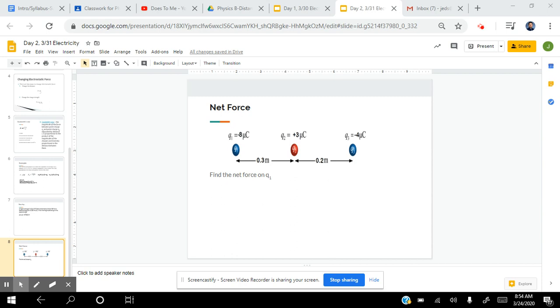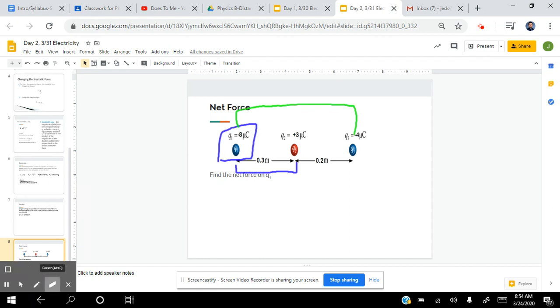All right, ladies and gentlemen, we're going to be finding net force on a charge or on a given particle. For this problem, we're going to be finding the net force on Q1, or we'll call it particle 1 in this case. And essentially what you need to do in order to solve for this is you first need to find the electrical force between Q1 and Q2, and then you will also be finding the force between Q1 and Q3. All right, and once we find both of those forces, then we can go ahead and add them together.